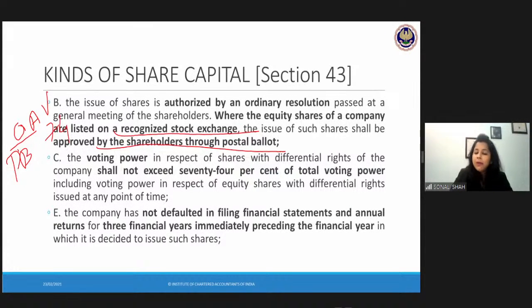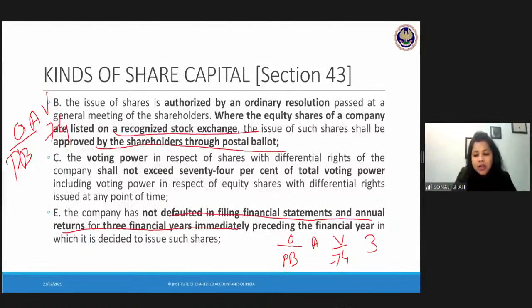So probably this will help you remember. You can write it this way: O by PB, A, V by 74. This will help you in remembering the conditions for issue of differential voting rights. Is that good?